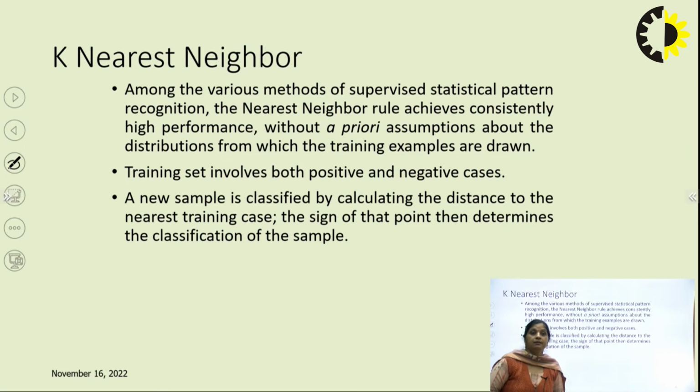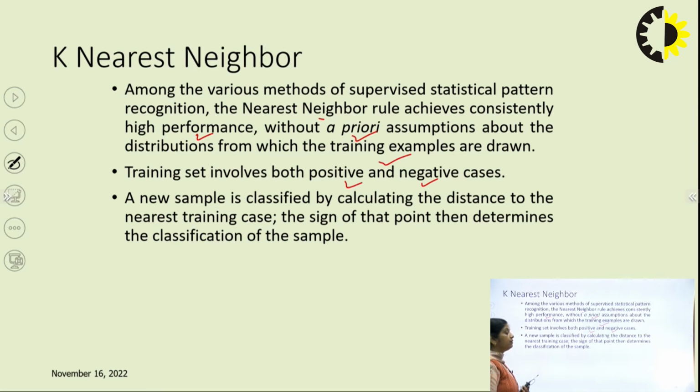Now the last one is k nearest neighbor. This is another classification method. Among the various methods of supervised statistical pattern recognition, the nearest neighbor rule achieves consistently higher performance without prior assumptions. In this, we will not have any prior assumption about the distributions from which the training examples are drawn. The training set again involves both positive and negative cases.